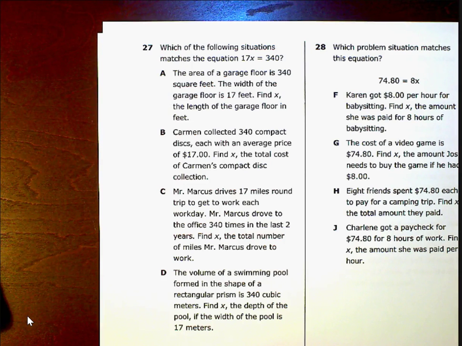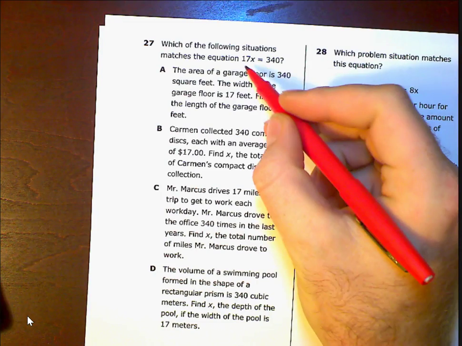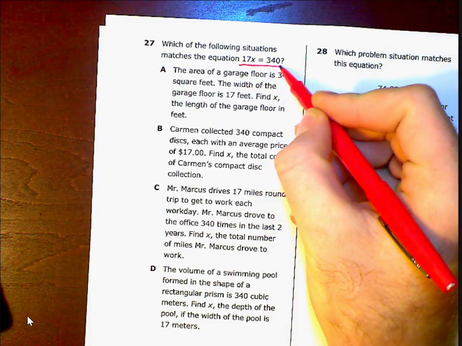Okay, so let's do a few problems where they give us an equation and we have to write a scenario that matches that equation. So the opposite of what we were doing. So on number 27, our equation is 17 times some number equals 340.